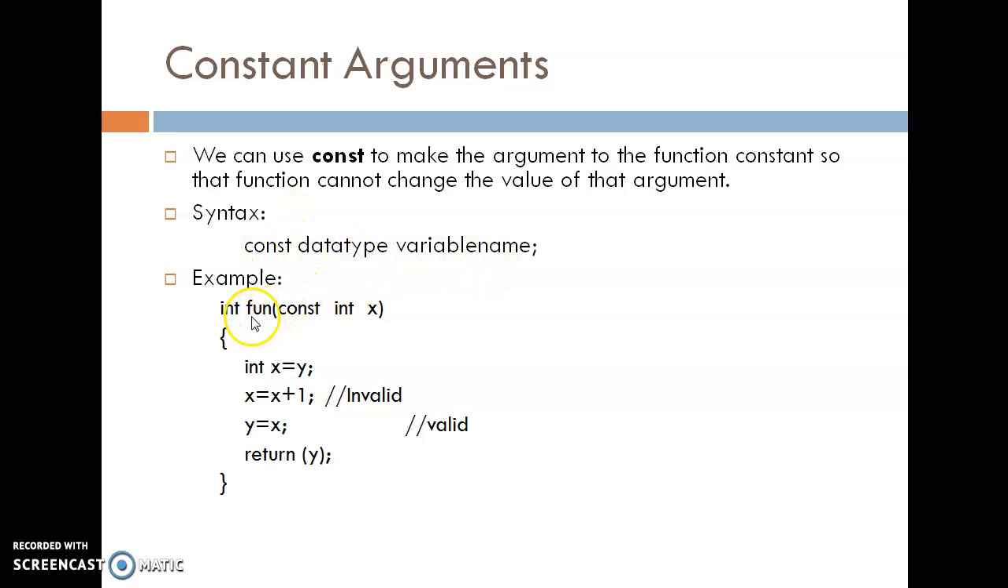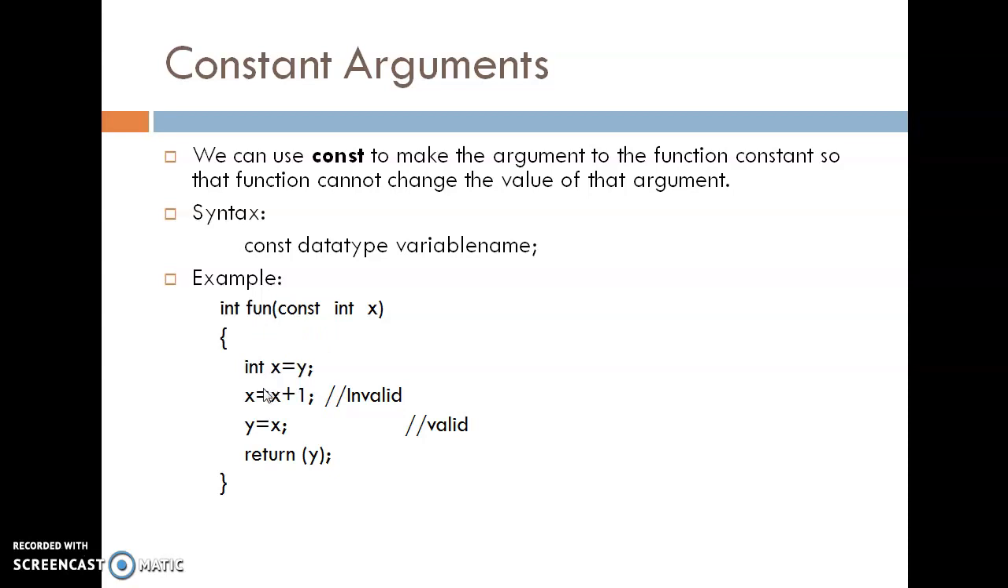Here there is one function, fun. In that there is one argument, integer x. We have made this argument x a constant argument. Now inside the function, integer x is equal to y. Then this is a valid statement. The value of y is copied to x.